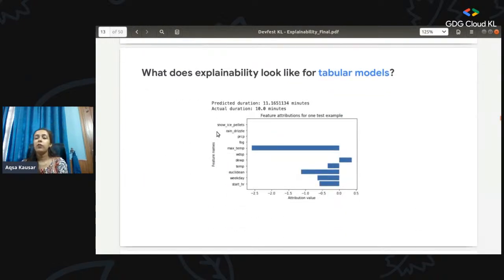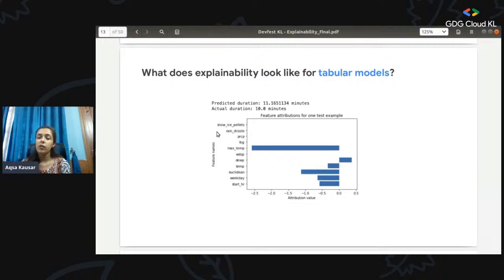So explainability for tabular models. For tabular models, you have a lot of features, and then you have one label class, right?